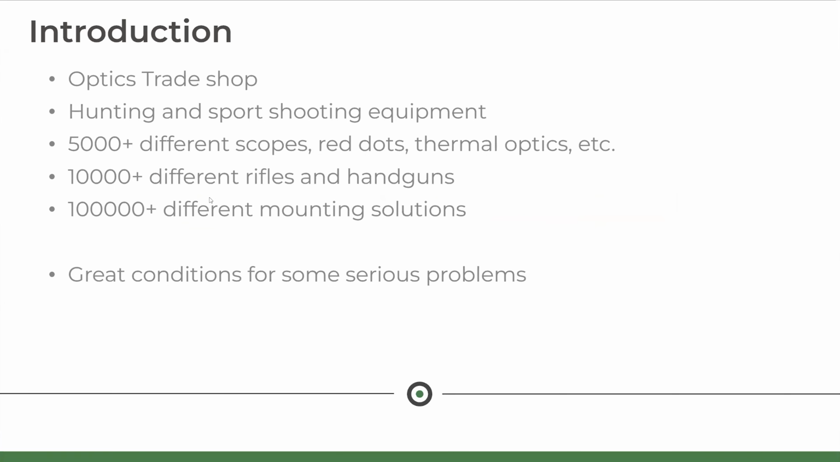If you know this niche, you know that there are more than 5,000 different types and models of optics, everything from rifle scopes, red dots, thermal optics, and so on. There are more than 10,000 different rifles and handguns, and more than 100,000 different mounting solutions that connect these products together, because usually all of these products are meant to be used in assemblies. And we didn't even touch the accessories, because there are probably more than a couple of hundred thousand accessories. And all this forms really great conditions for some serious problems.